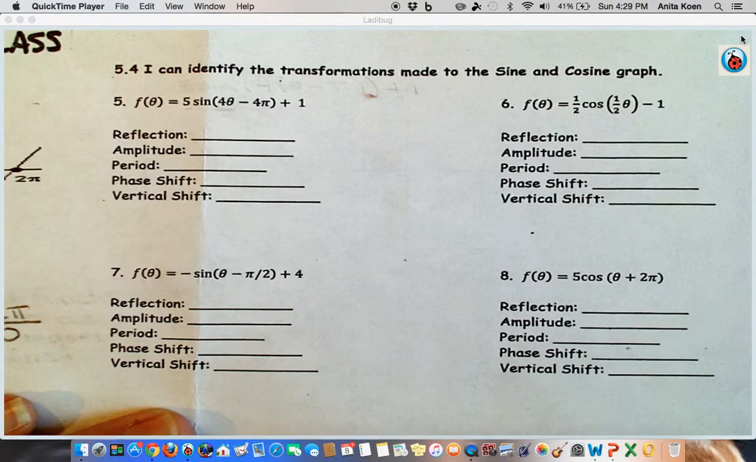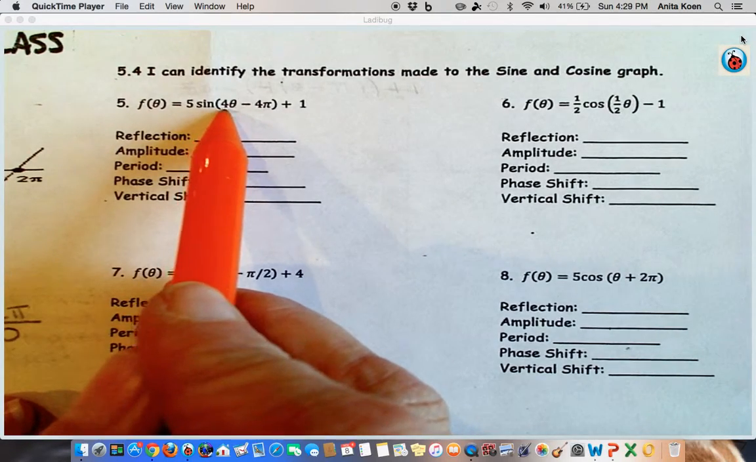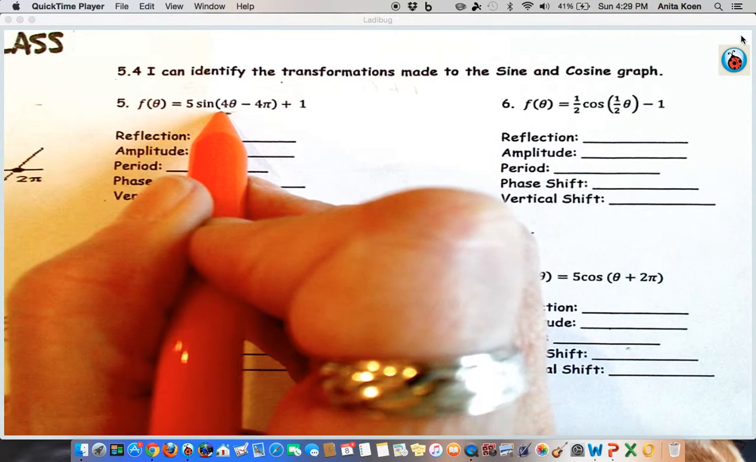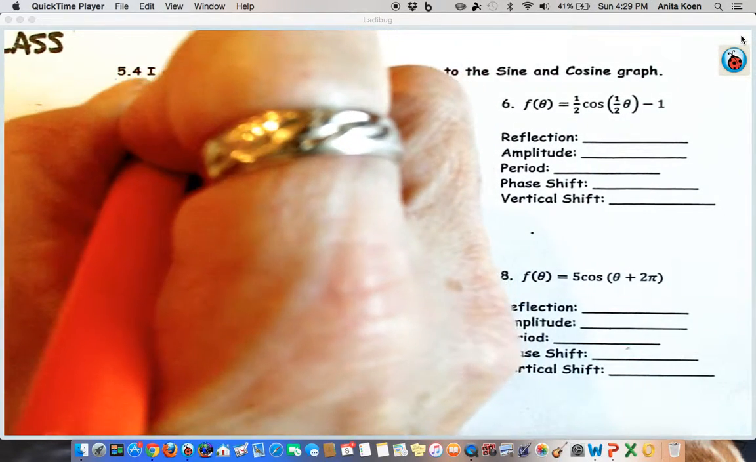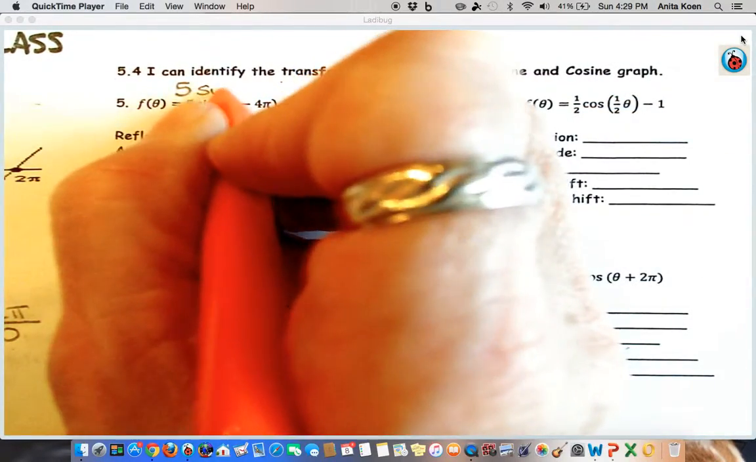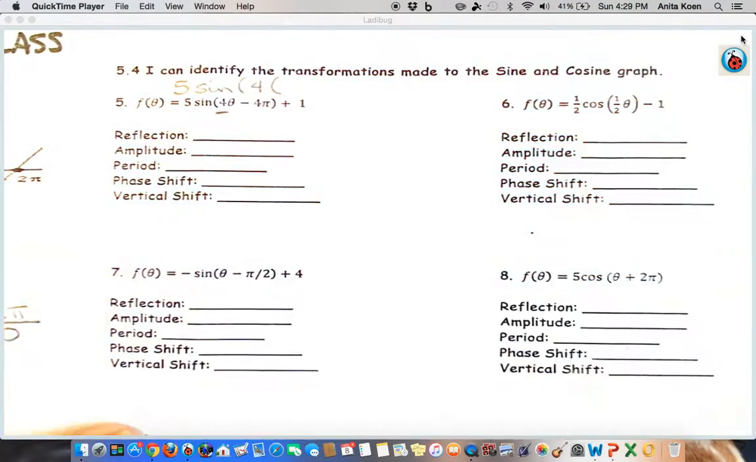In this video we're going to look at 5.4 and we are going to identify the transformations made to the sine and cosine function. Looking at number 5, I want you to notice the 4 that's in front of this theta right here. Whenever you have a number in front of the theta, you have to factor it out. So we're going to leave the 5, sorry my hand was in your way, we're going to leave the sine function. We're going to factor out the 4.